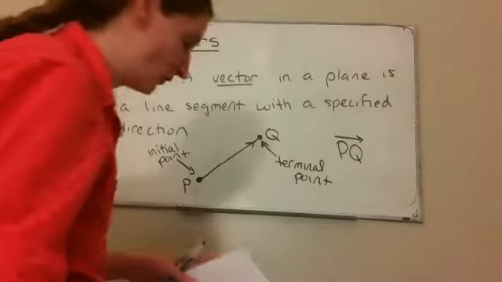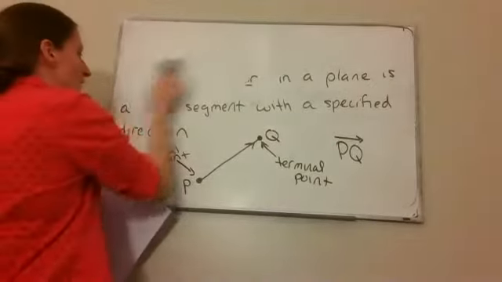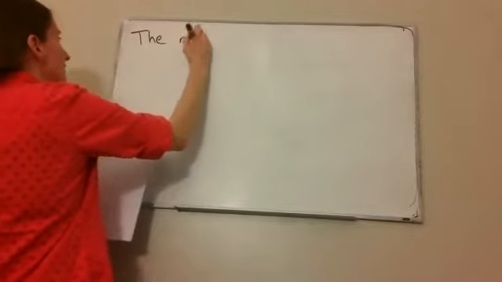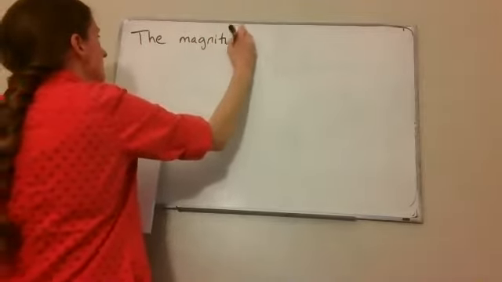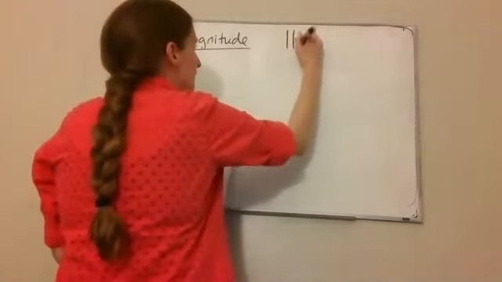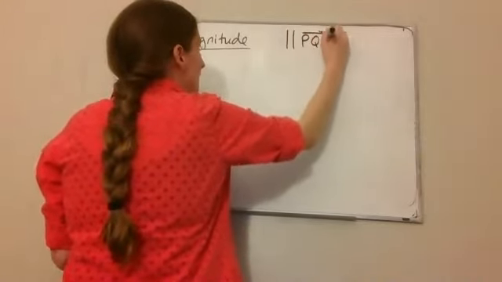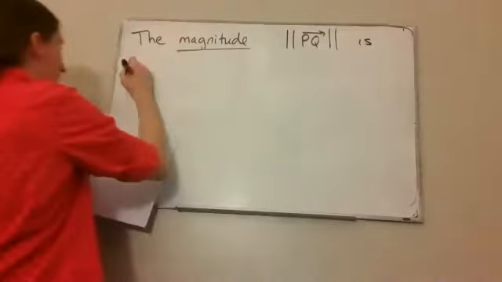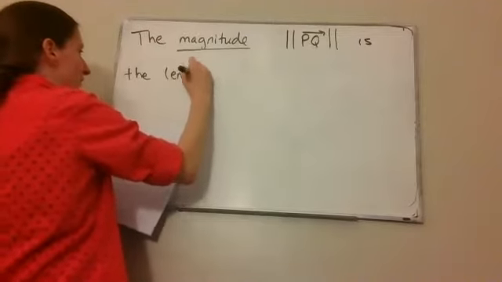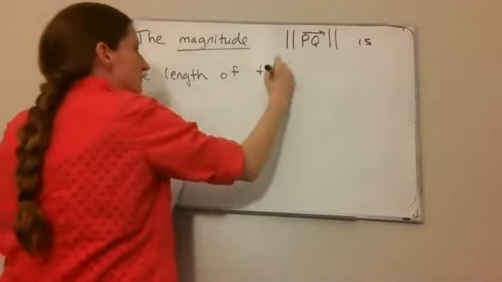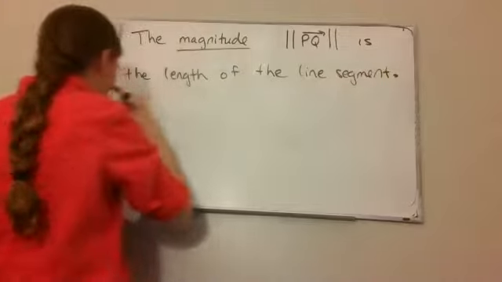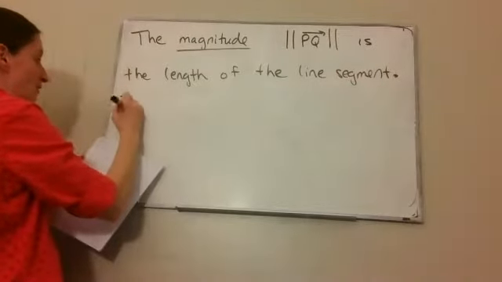Now, the magnitude of this vector is the length of the line segment, and we have special notation for the magnitude. So the magnitude denoted by our vector PQ inside of double absolute value bars is the length of the line segment. And we say that two vectors are equal if they have the same magnitude and the same direction.